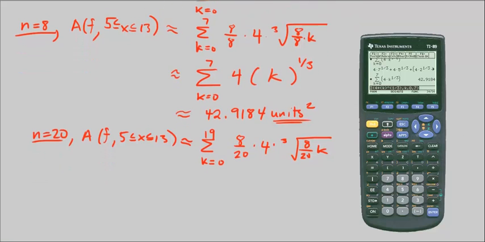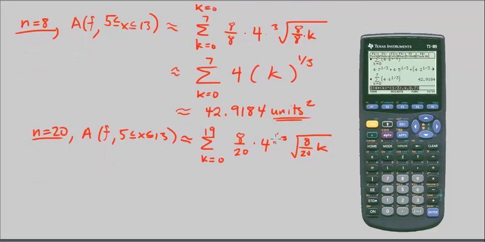Okay? So I can put it in my calculator like this, except I want to change the cube root to be to the 1/3 power. So let's just put it in the calculator. So again, we do the sum, right? Go to catalog, get the sum. The sum and our expression is 8 divided by 20 times 4 times the cube root.